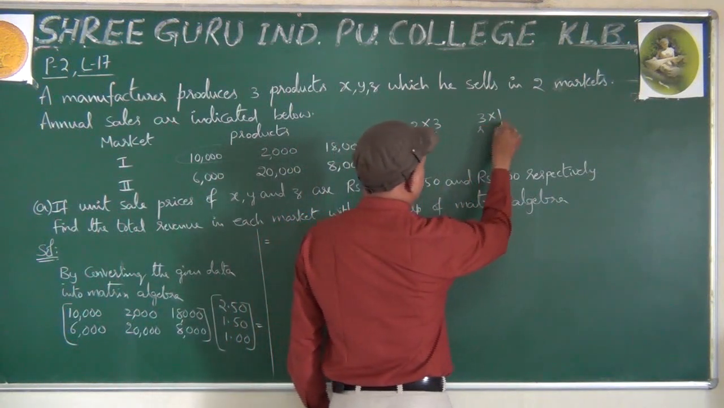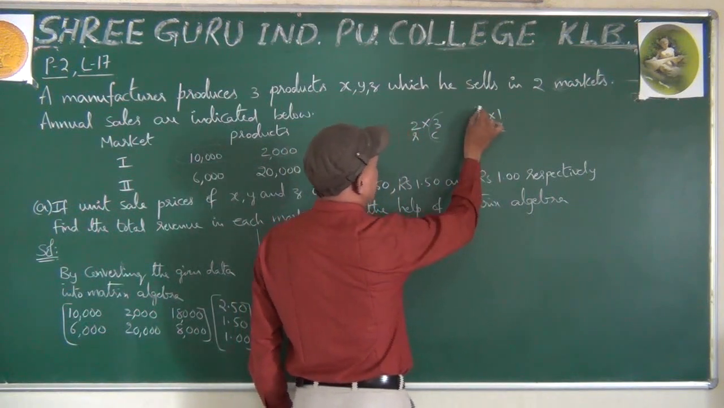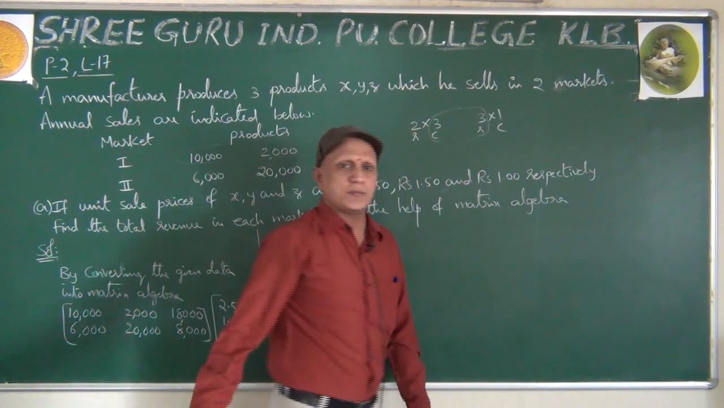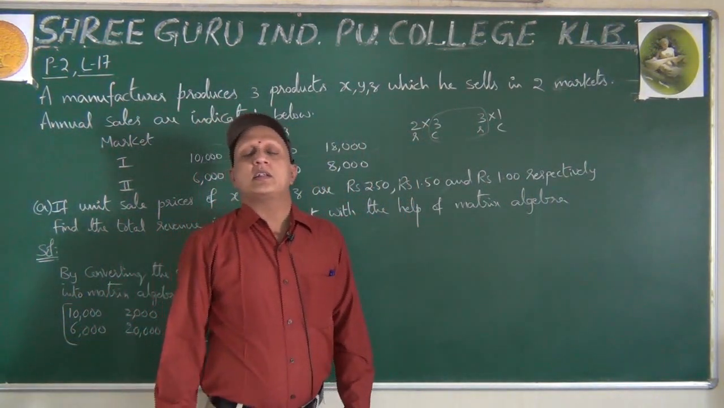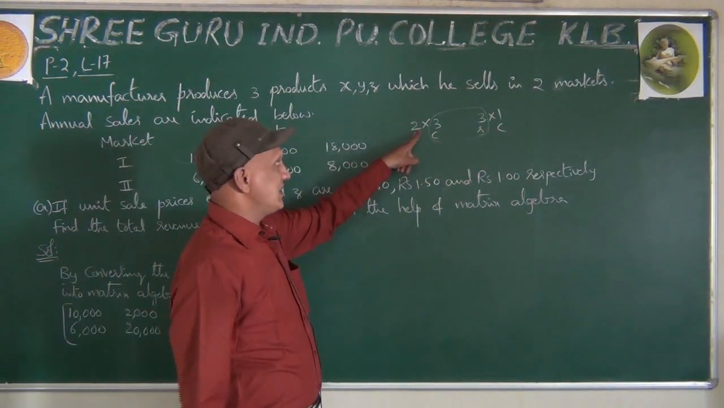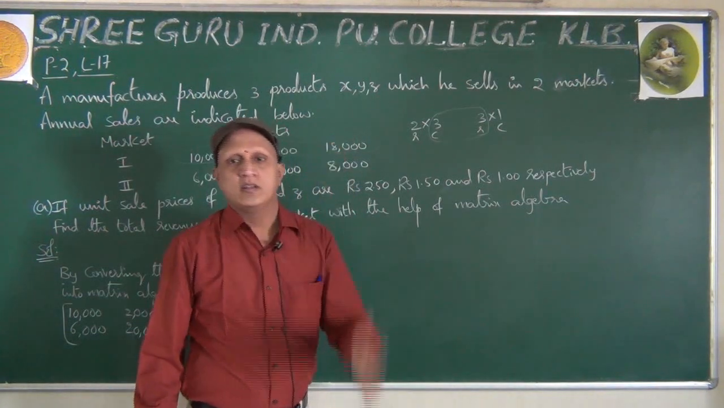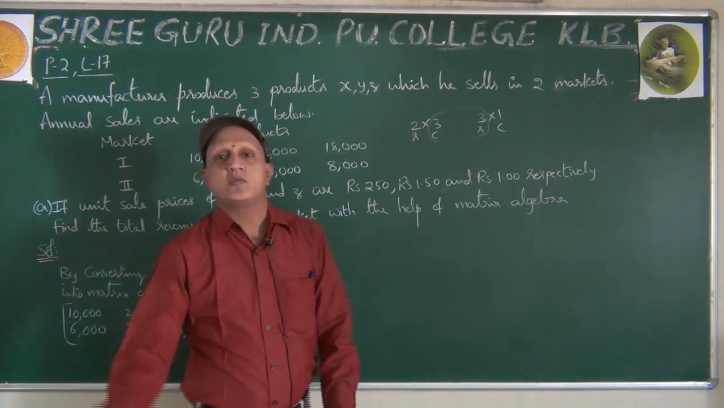Rows, columns, rows, columns. The number of columns of the first matrix and the number of rows of the second matrix should be the same. Then only matrix multiplication is possible. Then what is the answer? The answer is a 2 by 1 matrix. I already finished matrix multiplication long back. We are going to finish the chapter also.